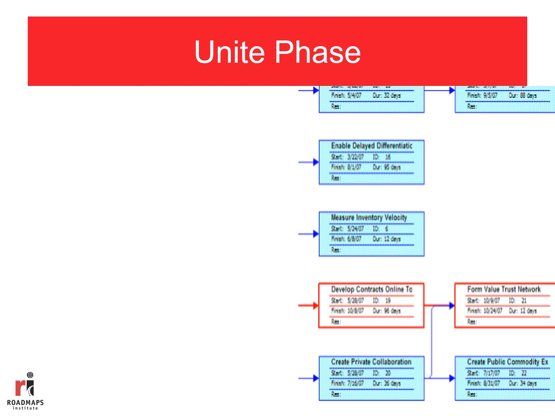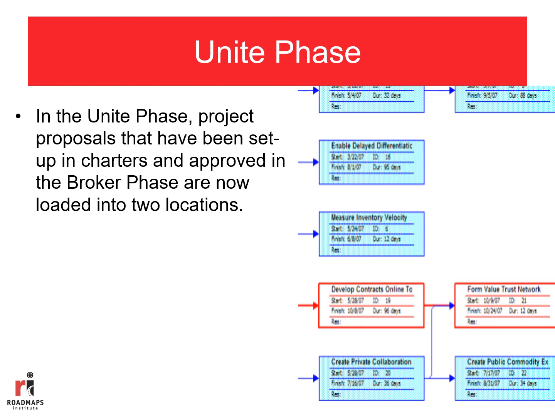The third to last phase is the unite phase, and the bulk of the work within the robust process has already occurred at this point. Essentially, what we're doing in the unite phase is we're taking the project proposals that have been agreed upon in the broker phase, and we're setting them up in charters.